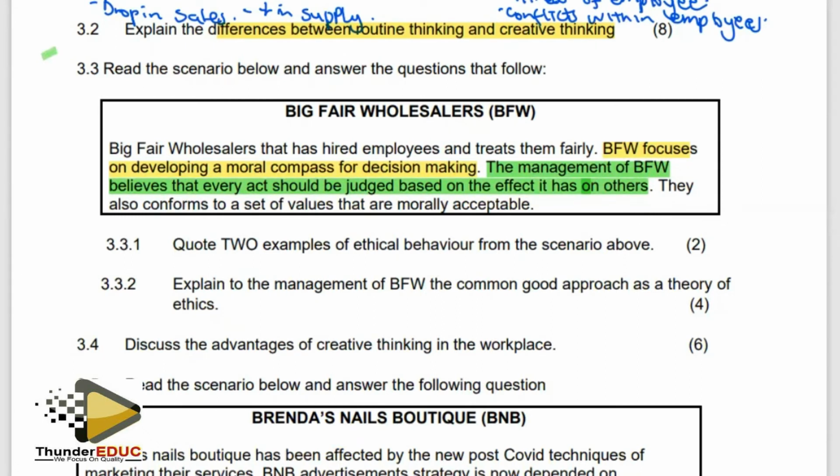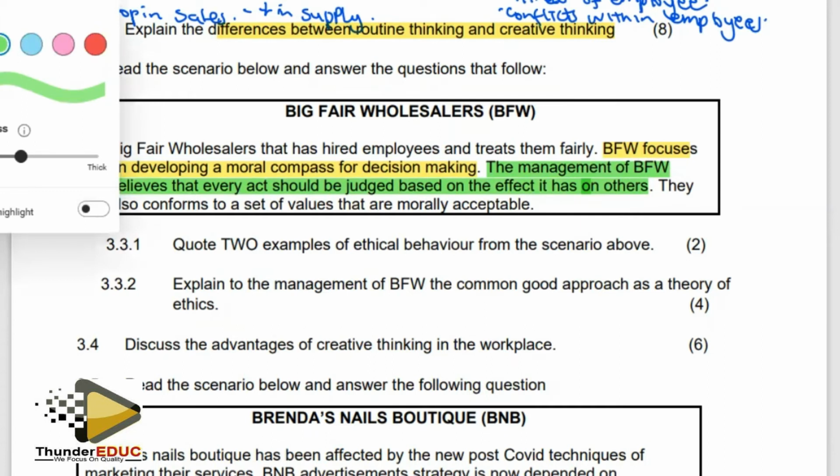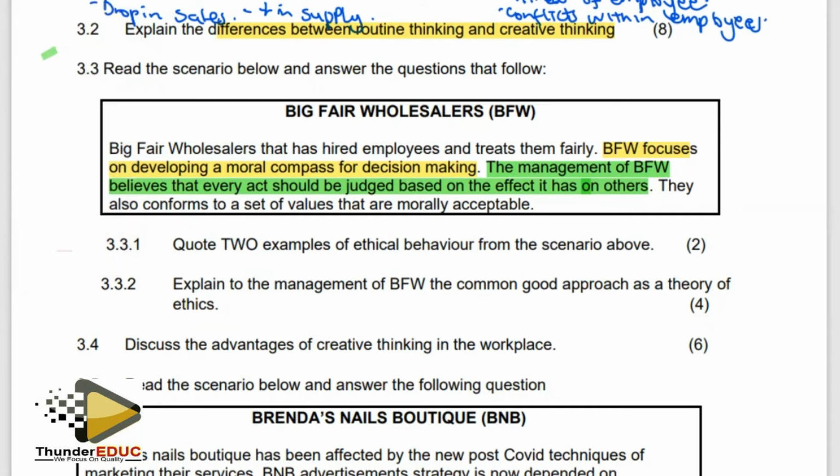They also conform to the set of values that are morally acceptable. Yes, in where? In business. Yeah. Let's look at what they need.